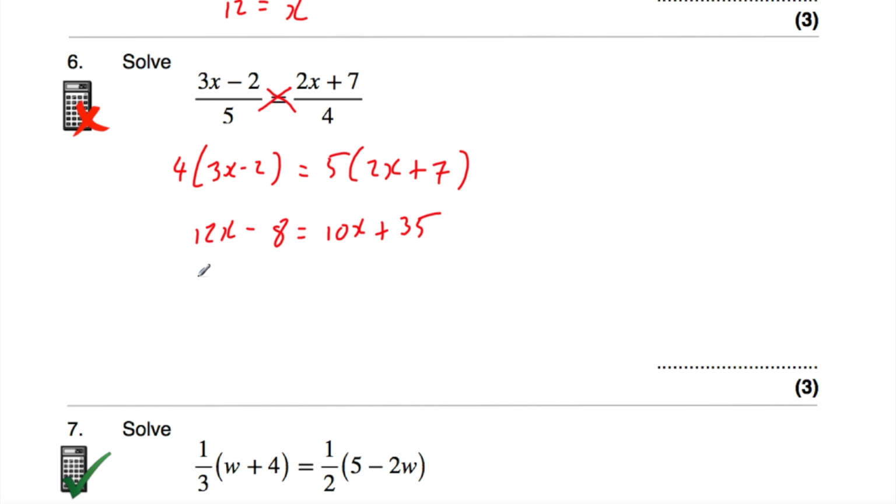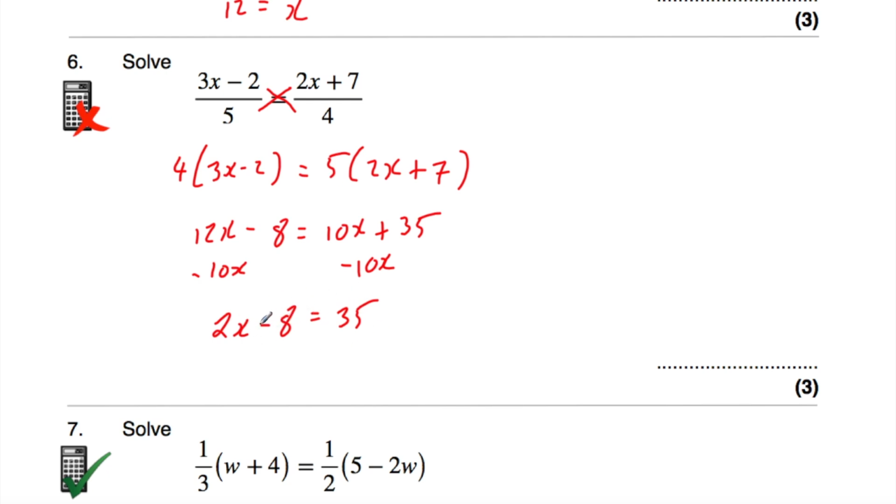So let's get rid of the 10x. So let's take away 10x's from both sides of the equation. We're taking away 10 of the x's, so 12x's take away 10x's is 2x's, and then we've still got minus 8. And on the right hand side of the equation we had 10x plus 35. We're taking away the 10x, so we'll just be left with 35. Okay, we're almost there.